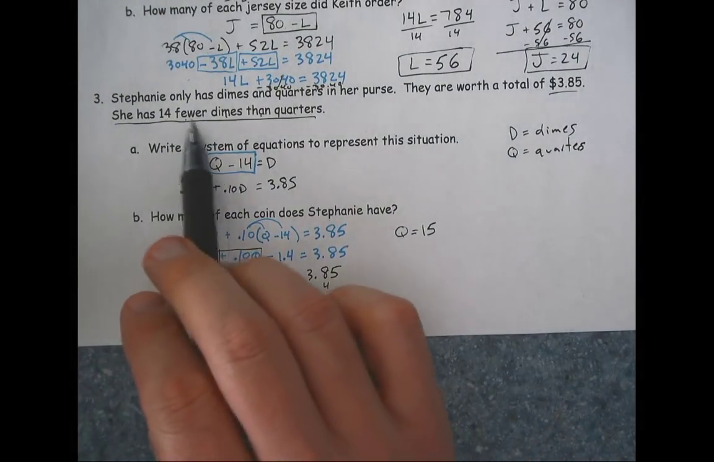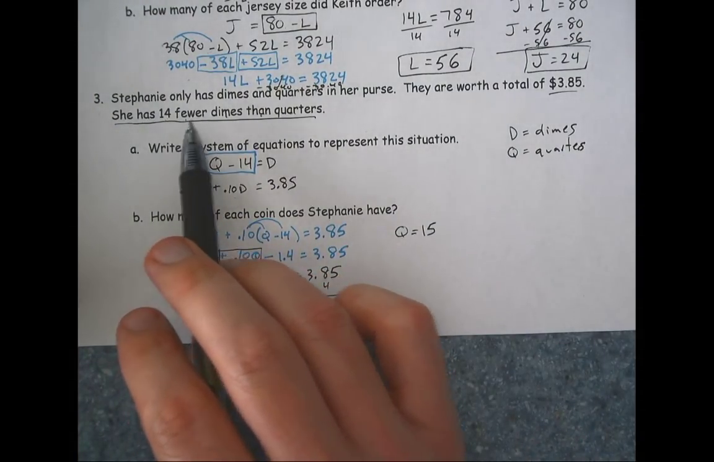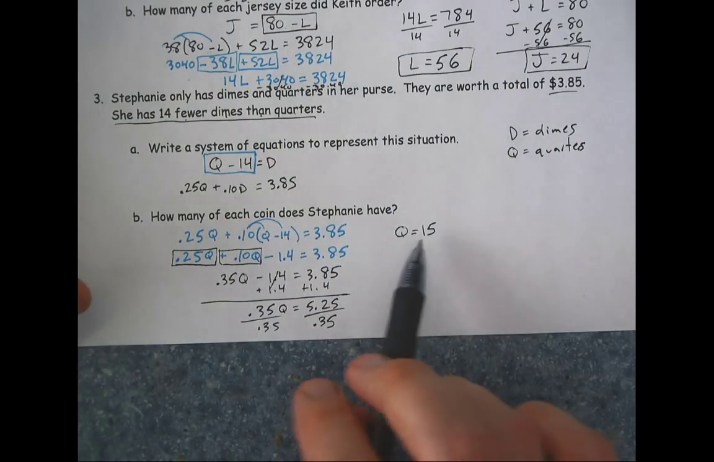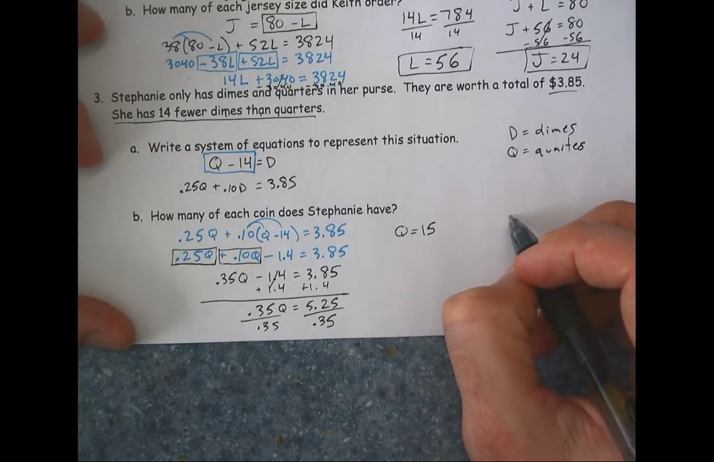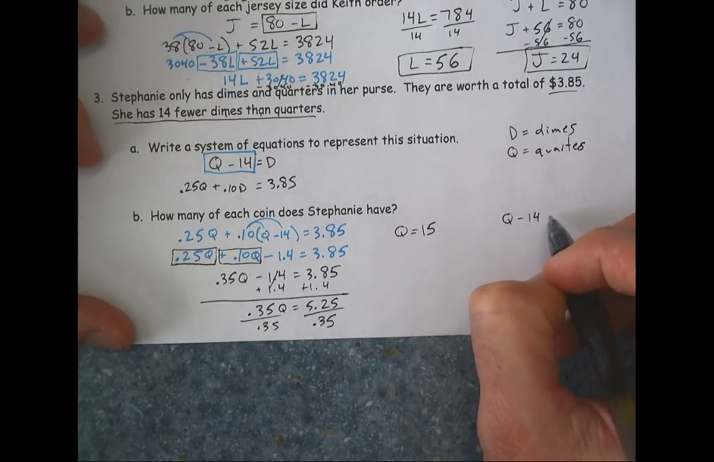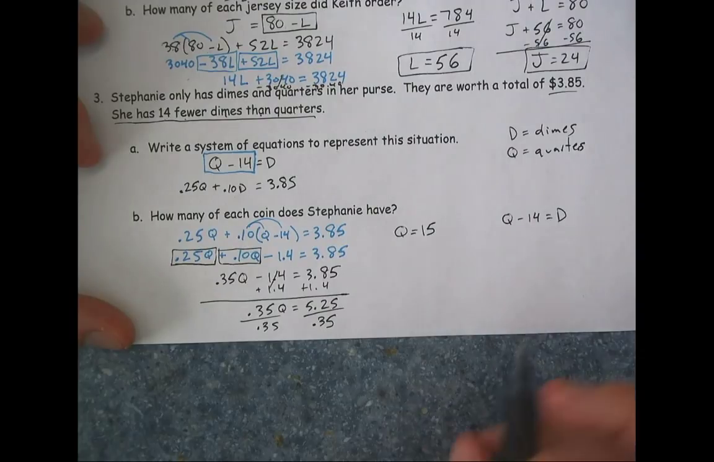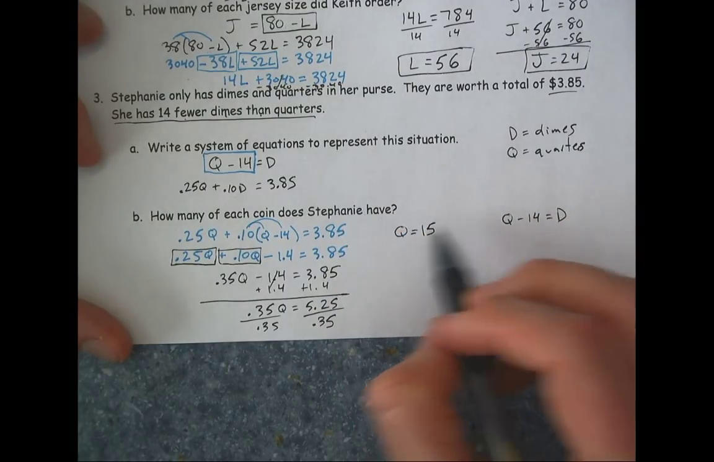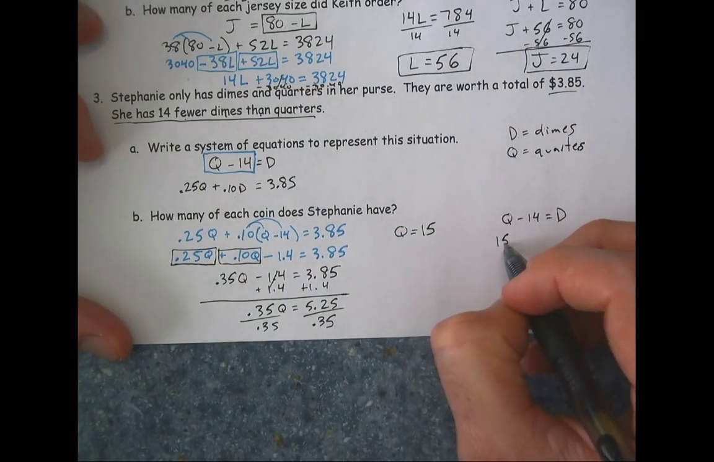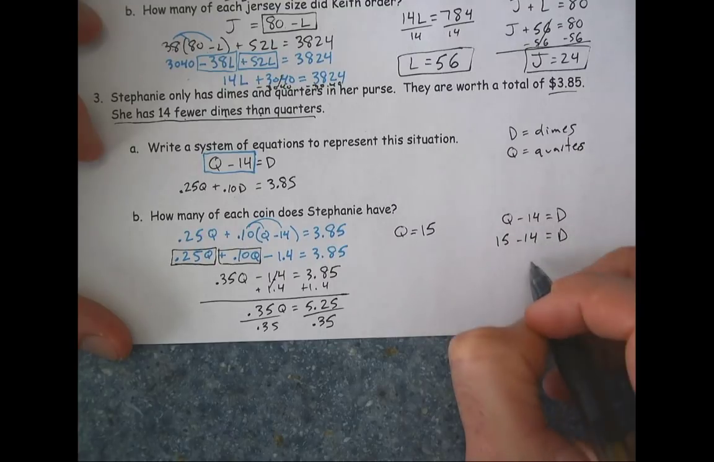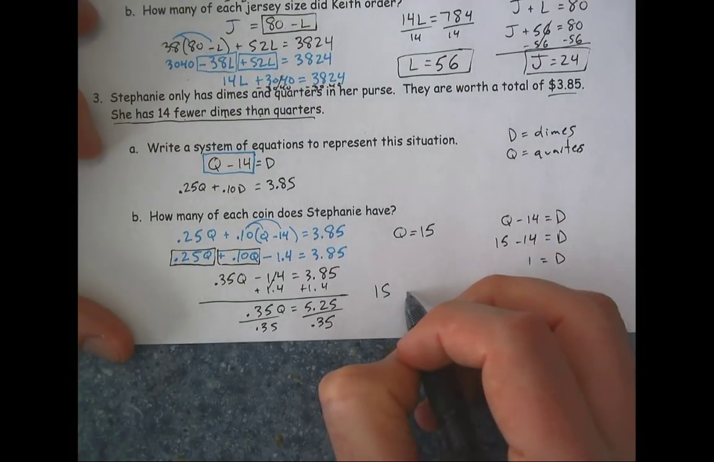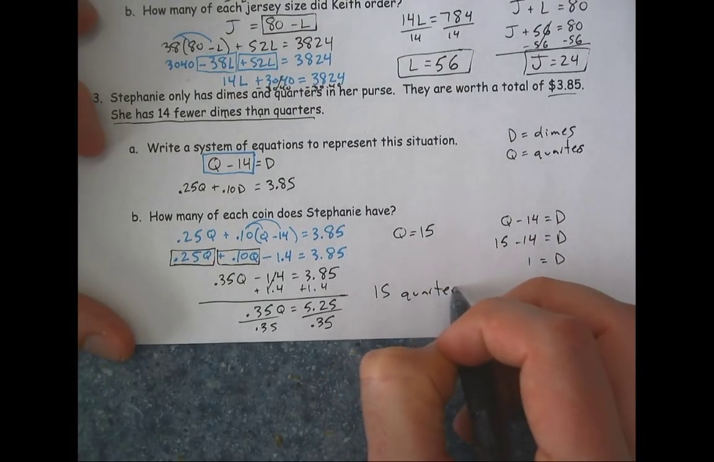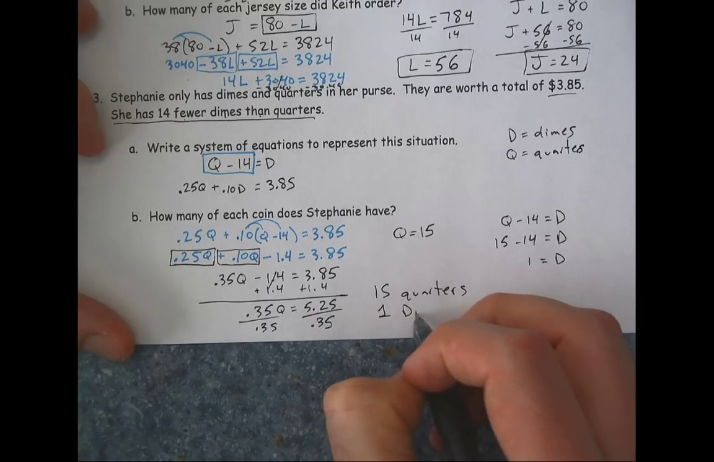Remember, the number of dimes says she has 14 fewer dimes than quarters. So if she's got 15, 14 fewer than that would be 1. If you want to show it algebraically, go ahead. Q minus 14 equals D. Use that equation, plug it in. So 15 goes in for Q. And that means she's got 1 dime. So 15 quarters, 1 dime is our answer.